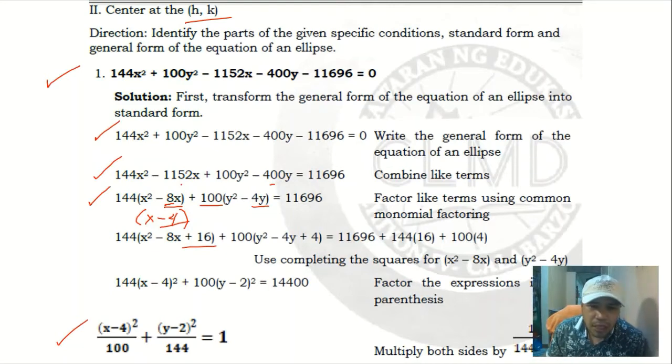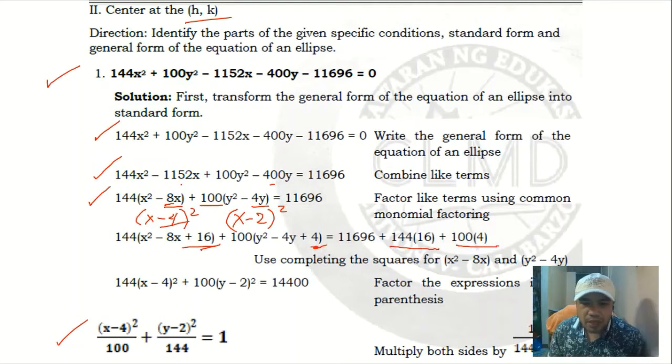So, that is x minus 2 squared. Yun yung kalalabasan nila. So, negative 2 times negative 2, positive 4. Since nag-add tayo ng 16 dito and nag-add tayo ng 4 dito, part ng idea ng completing the square, mag-add din tayo dun sa kanan. Ng 144 times 16 and 100 times 4.